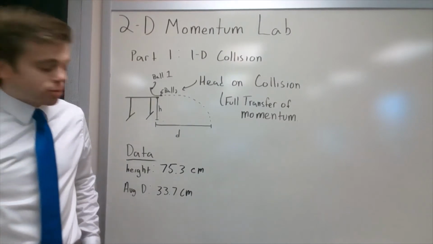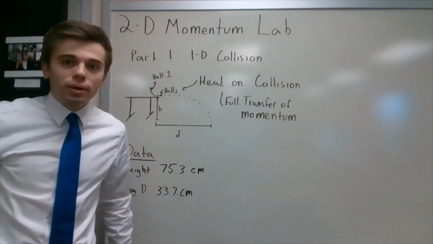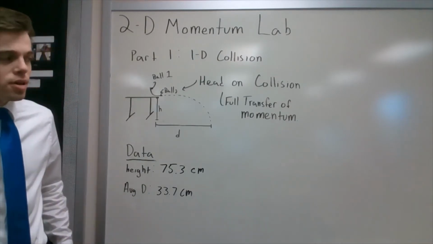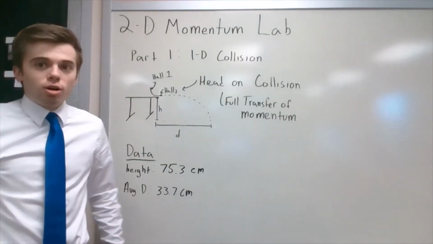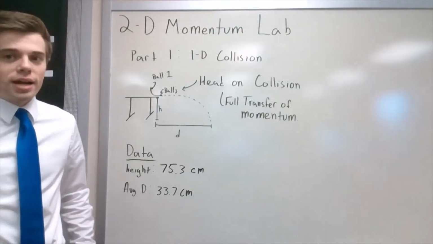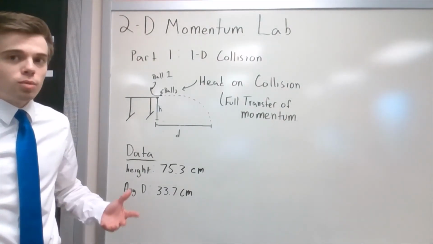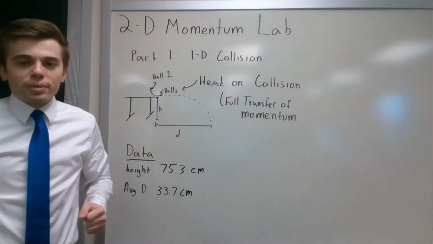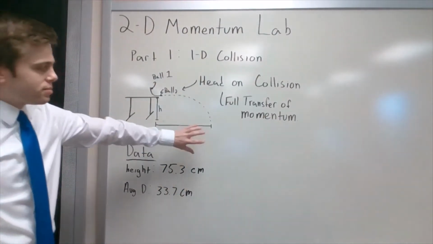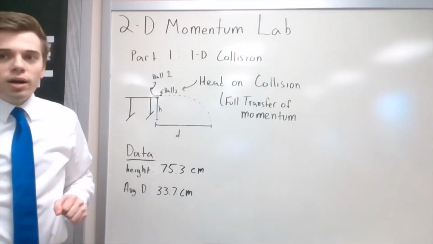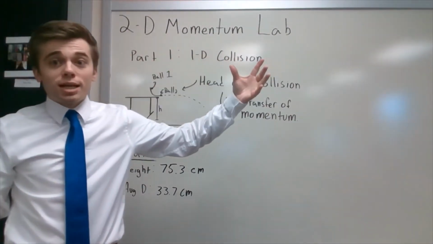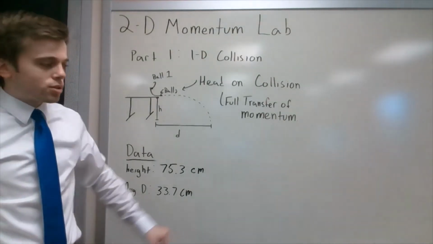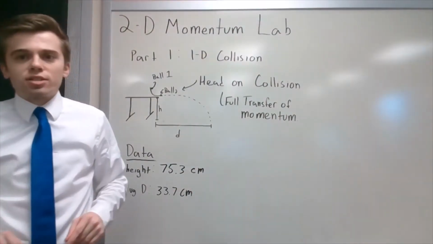Now that we've made our measurements and we know that our height is 75.3 centimeters and our average distance is 33.7 centimeters, we can use this information along with the guiding steps in our lab guide to calculate what the momentum of the ball was after it leaves the ramp. And this is going to become very important because the momentum that we calculate here in step 1 is going to become our initial momentum that we use in step 2 whenever we do our error analysis. So it's very important that we are careful with our calculations here in step 1.